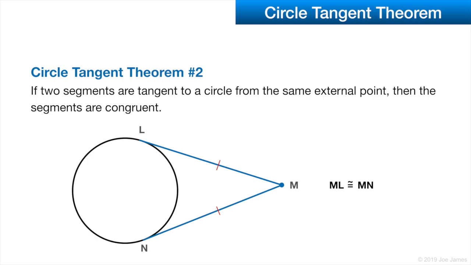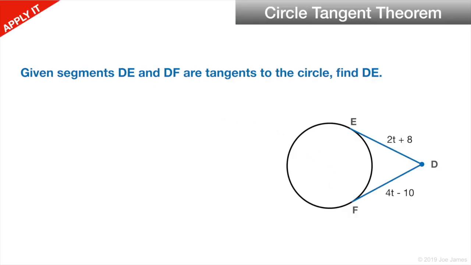The next circle tangent theorem is if two segments are tangent to a circle, as these two here are, from the same external point, in this case point M, then the segments are congruent. So if point L is a point of tangency and point N is a point of tangency, and these two tangents intersect at point M, then we know that these two lengths are the same length. So ML is congruent to MN. So that's circle tangent number 2.